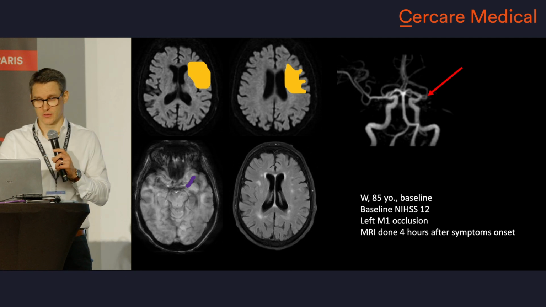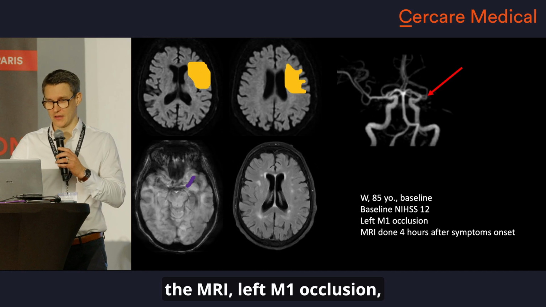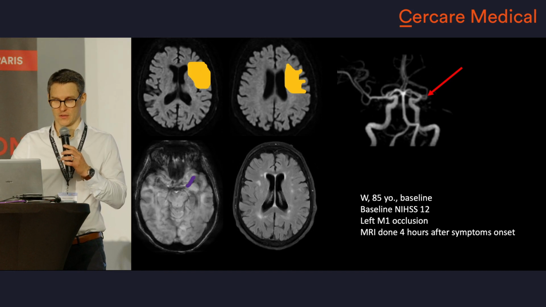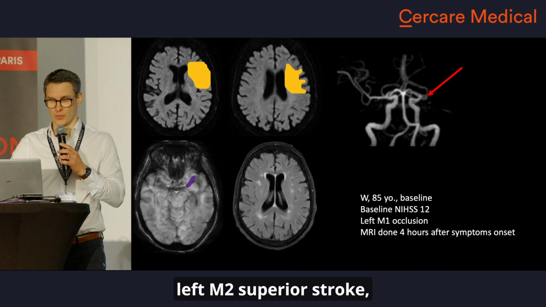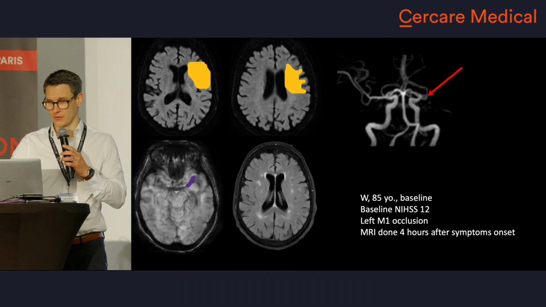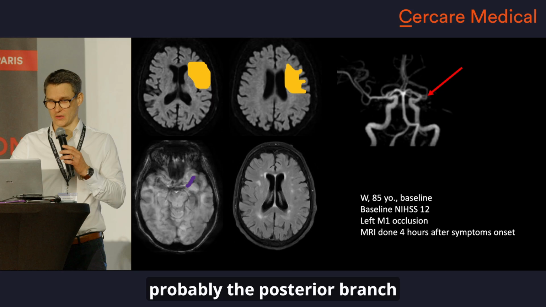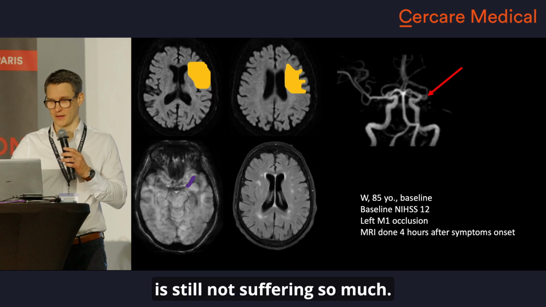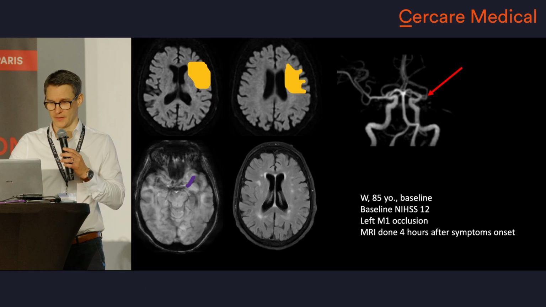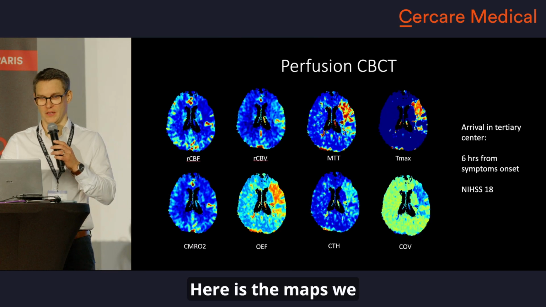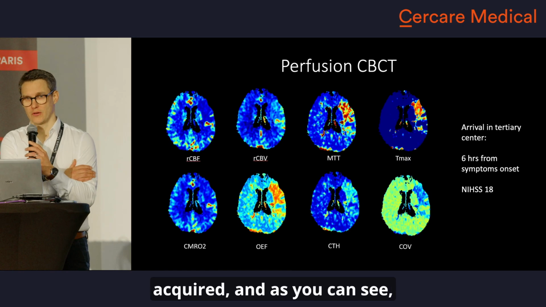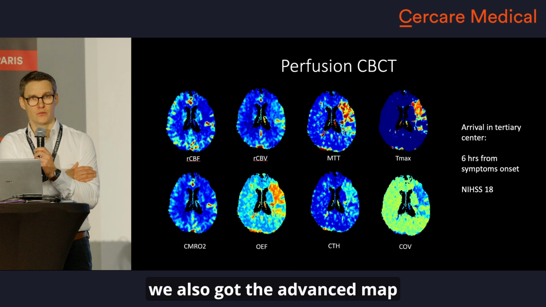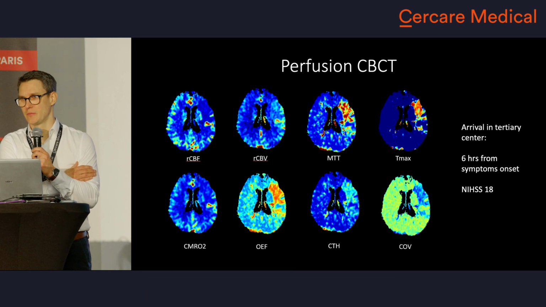So in this case, you got the MRI, left M1 occlusion, left M2 superior stroke. Probably the posterior branch is still not suffering so much. M1 clot. Here are the maps we acquired. And as you can see, we got the conventional maps. We also got the advanced maps provided by Cerker software.